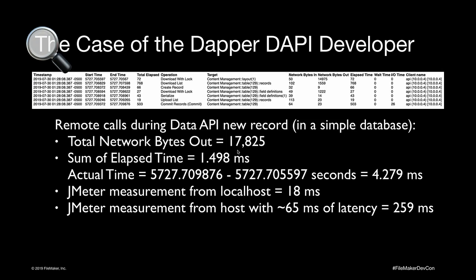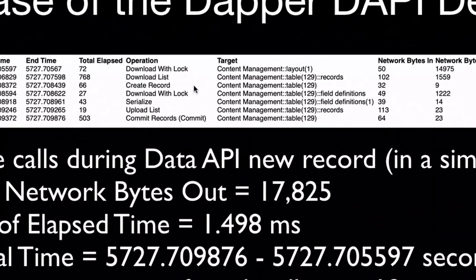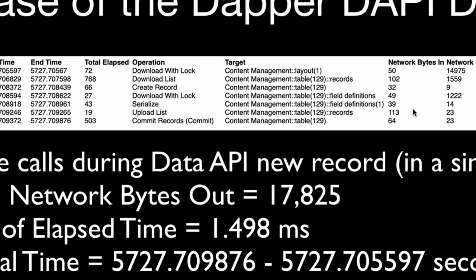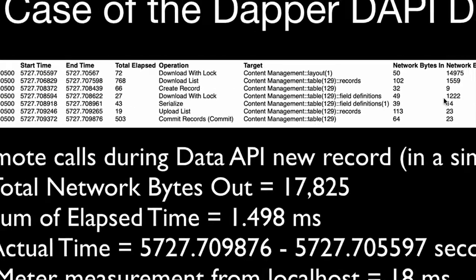If we look at another example, once we're logged in, let's say we want to create a new record. These are the remote calls that happen when you create a new record in this particular content management sample file in this particular environment. We can see we're downloading with a lock, downloading lists and creating the record. We're downloading field definitions, probably updating a serial number here. We're uploading that list back to the server, and then we're finally committing that record. And we can see the amount of data that's transferred between the database server and the web publishing engine and what's going on there.